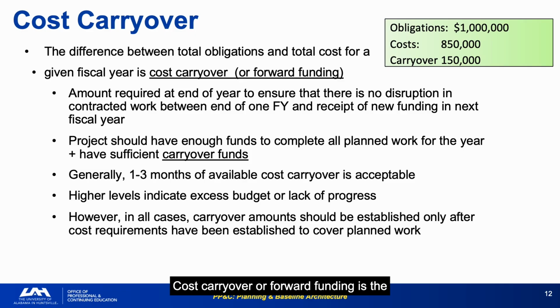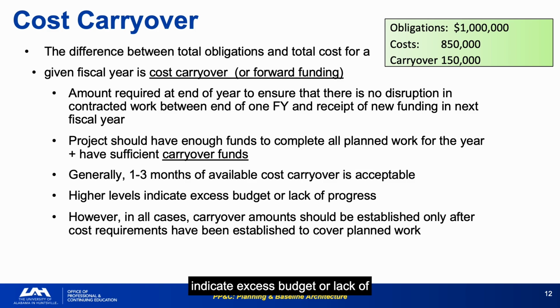Cost carryover, or forward funding, is the difference between total obligations and total cost for a fiscal year. These are the funds committed but not yet spent, which provide continuity of work during the fiscal year transition. Generally, 1 to 3 months of available cost carryover is acceptable. More than 3 months suggests either excess budget or insufficient execution pace. Too little risks a work stoppage during the appropriations gap period.